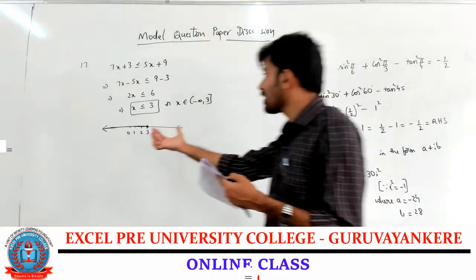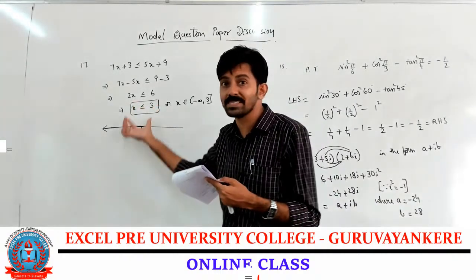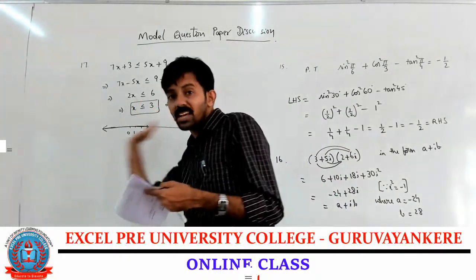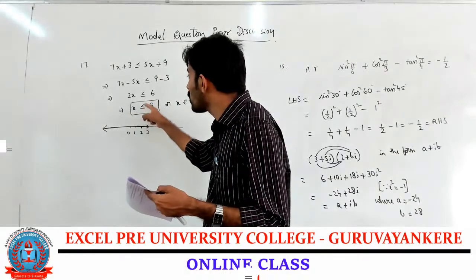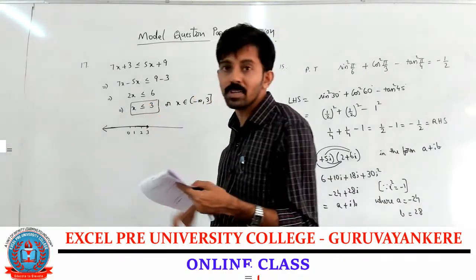This is the real number line. The representation of the solution on the number line is like this. Less than 3 means the left side of 3. Less than or equal to 3 means 3 is included, so darken the circle.